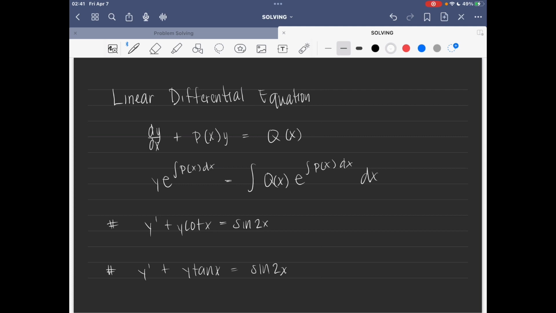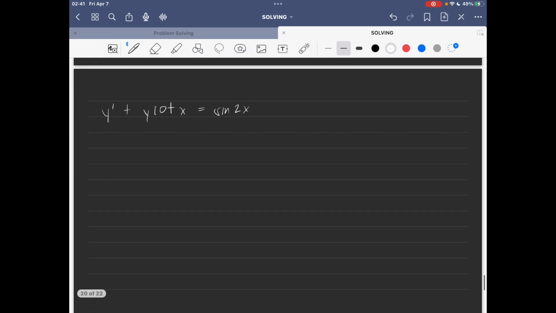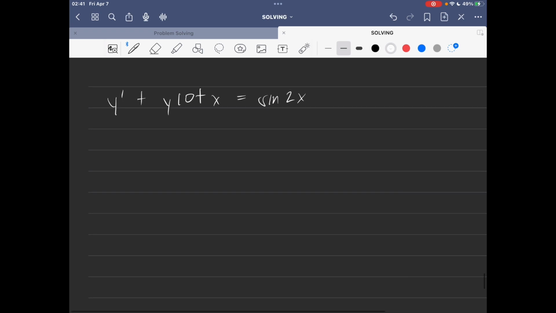So here in number 1, we have y prime plus y cot x is equal to sine 2x. First, let's arrange the equation into dy over dx plus p of x, which is cot x, times y is equal to q of x, which is sine 2x.